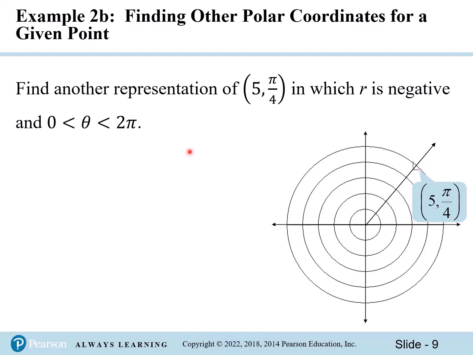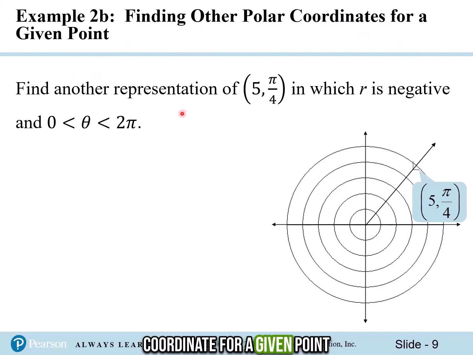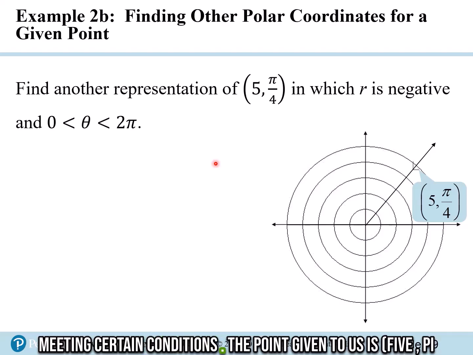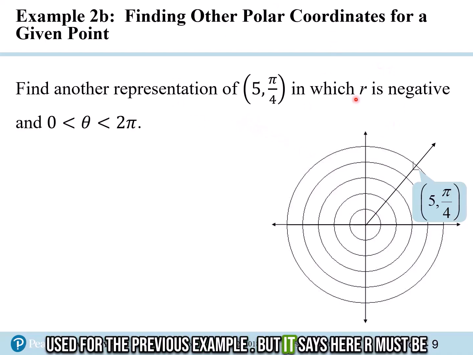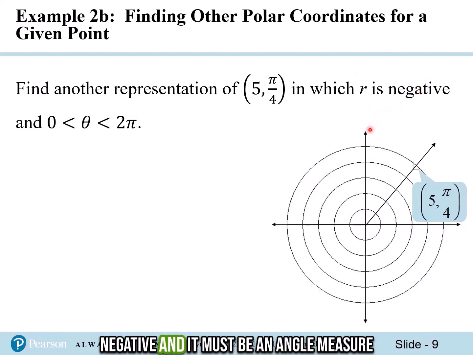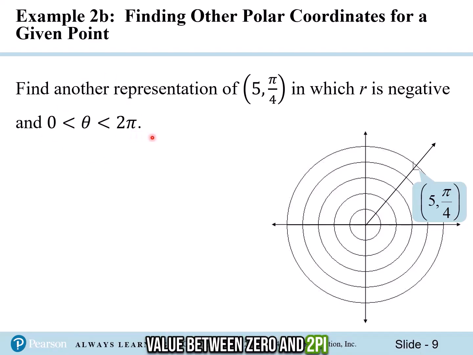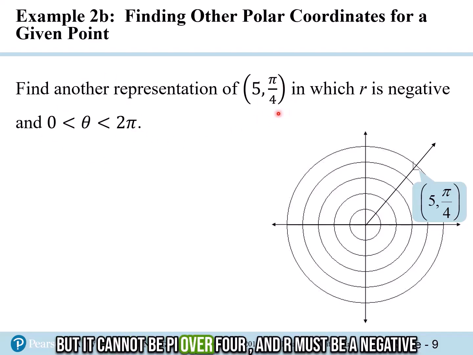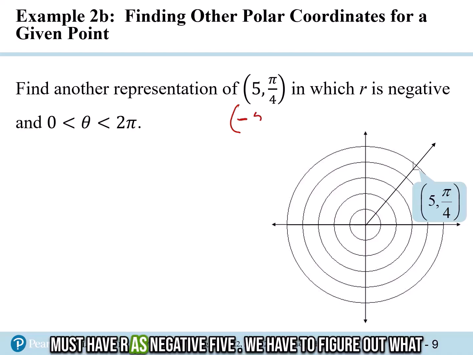All right. Let's look at another example of finding an alternate polar coordinate for a given point meeting certain conditions. The point given to us is 5 comma pi over 4, which is the same that we used for the previous example, but it says here r must be negative and it must be an angle measure between 0 and 2 pi. In other words, theta must be a value between 0 and 2 pi, but it cannot be pi over 4, and r must be a negative value. In other words, the coordinates of the new point must have r as negative 5.